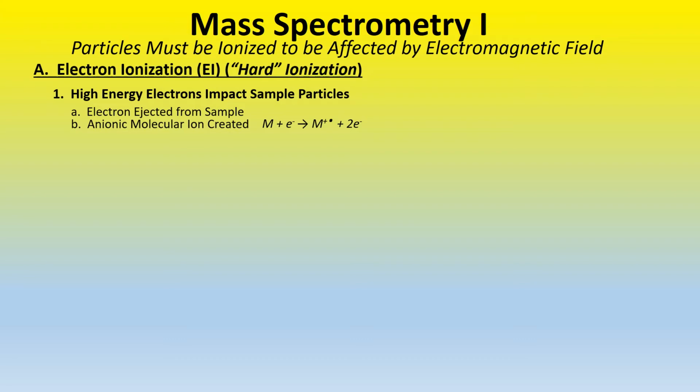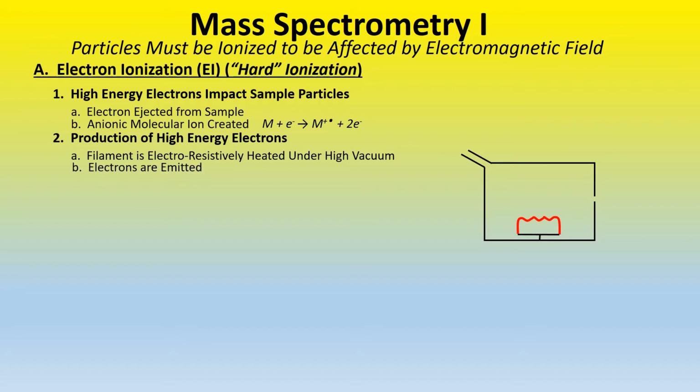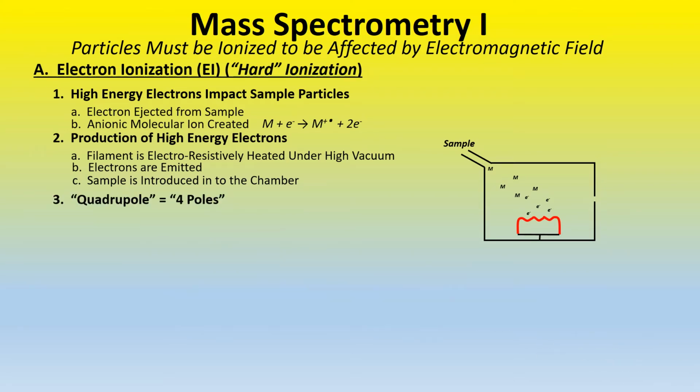This is affected as follows. First of all, one has to produce high energy electrons. To do this, a filament is electroresistively heated under high vacuum so it doesn't oxidize. Electrons are then emitted from the hot heater, and the sample is introduced into the chamber. This type of ionization has 4 different poles. It is a quadrupole.